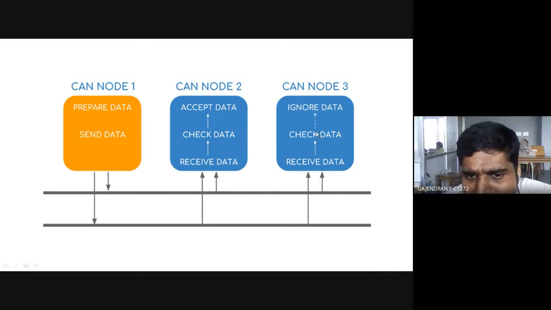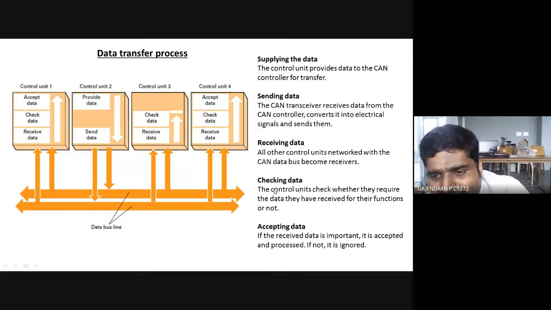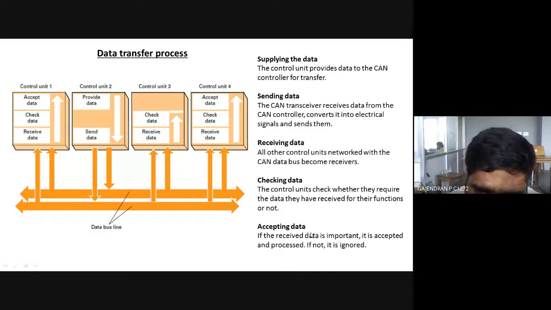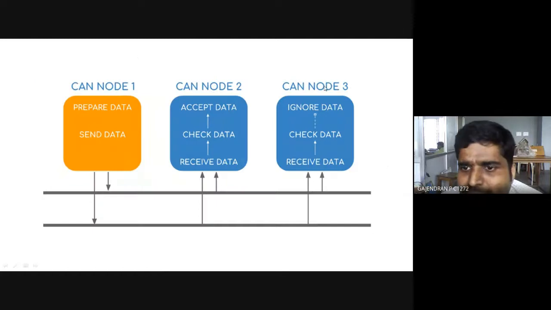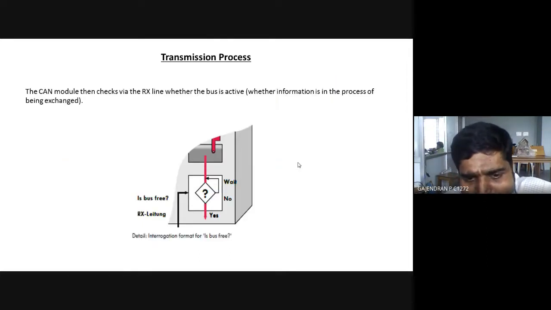The thing is very simple. Please note down the keywords: supplying the data, sending the data, receiving the data, checking the data, accepting the data. Along with that, add one more thing: ignore data. Who will ignore and who will accept is based on the data you are sending. Now we will see the transmission process in detail.